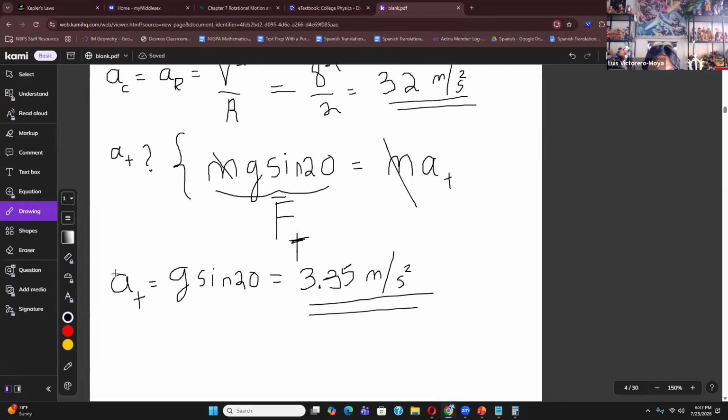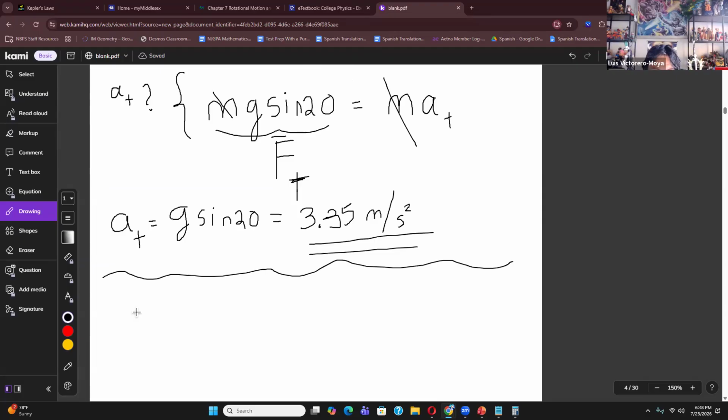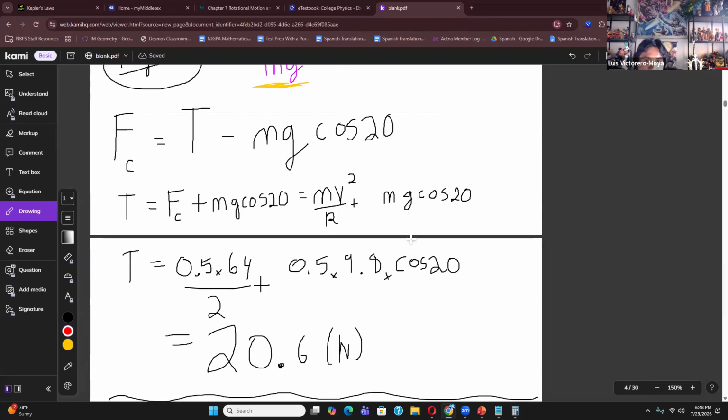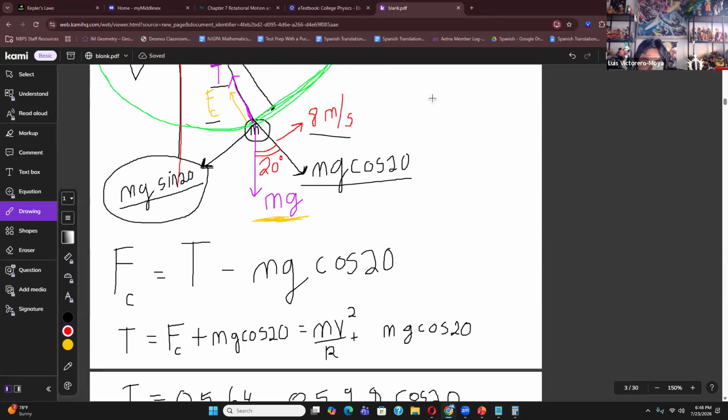And lastly, how do you find the total acceleration? How do you find that? Remember? I gave you the equation for that as well. Centripetal is like this. Tangential is like this. And this makes 90 degrees.